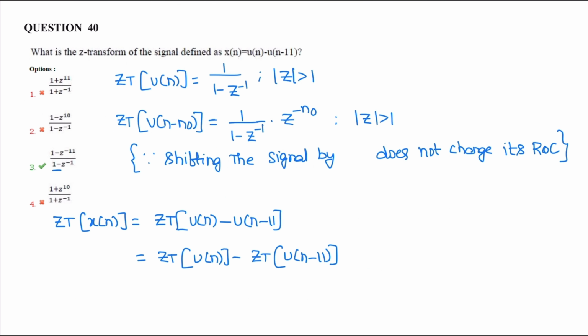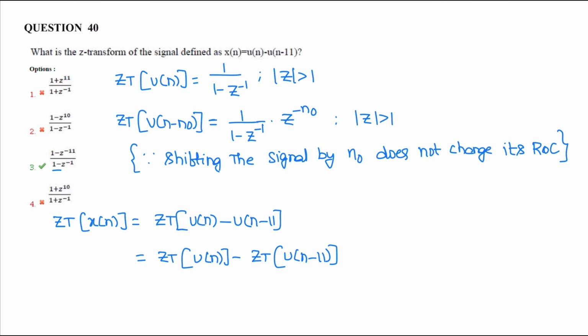Next question. The z transform of a signal is defined as x of n is equal to u of n minus u of n minus 1. Let us see the z transform for u of n: that is 1 by 1 minus z inverse, and the region of convergence is mod z greater than 1. For u of n minus n naught, shifting the signal by n naught does not change its ROC, but the z transform is z power minus n naught divided by 1 minus z inverse, where the region of convergence is the same, mod z greater than 1.